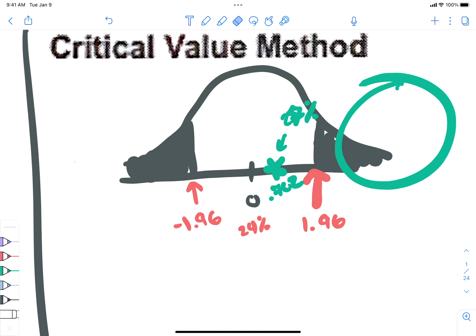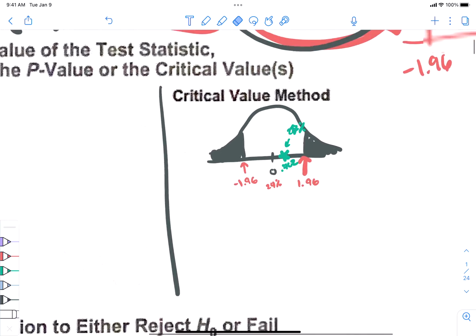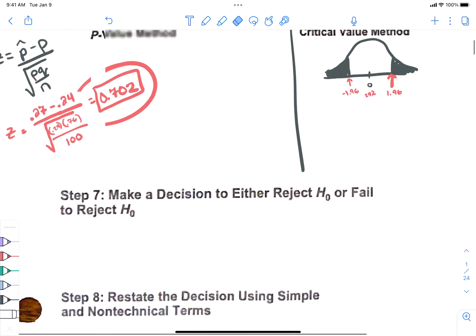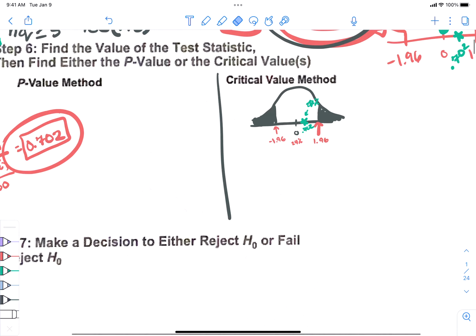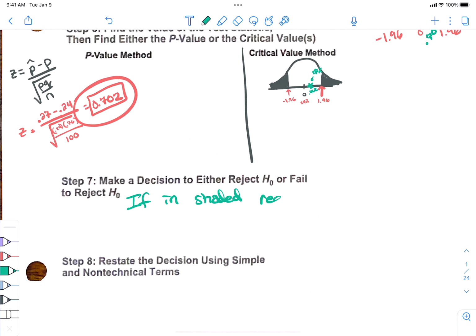So here's how this works when we do our conclusion. We are saying the 0.702 or the 27% lives in that region. Okay, so let's make a decision. I'll write out a key code for you. If in shaded region, we reject the null hypothesis. That's always what you do. If it's in the shaded region, it is bad and we reject the null hypothesis.